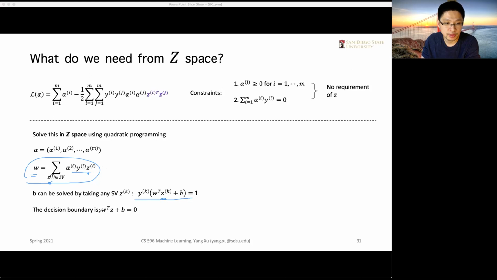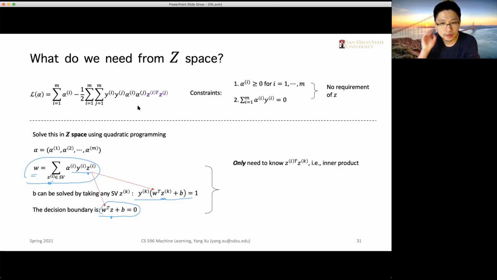Okay, so the decision boundary that we get is something like this. The only difference is X to Z. So what we need to know is only here, the purple parts. We only need to know the Z transpose times Z_k. That is the only thing we need to know: the inner product between the data points.